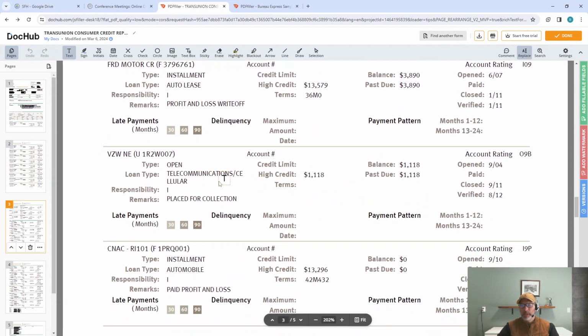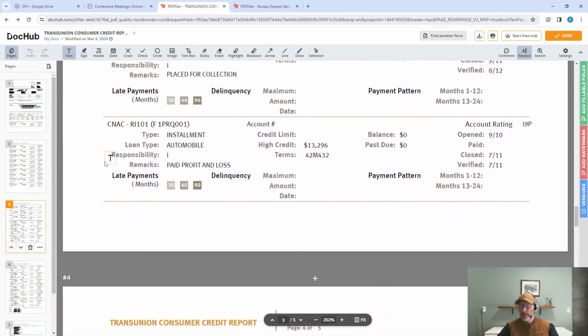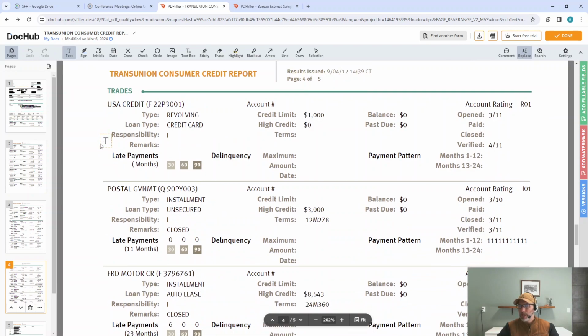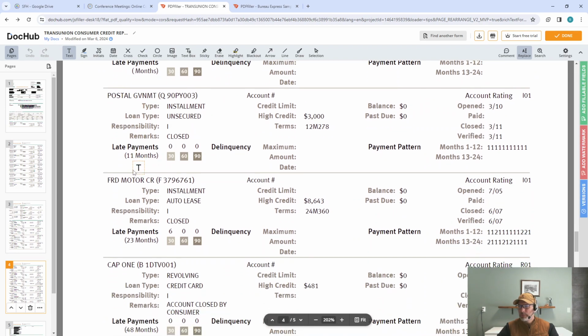Verizon, it looks like, was a telecommunications account, so basically a cell phone. A lot of cell phones do not report on your credit report, but in this case, because it went to a collection status, as you can see here, and the high amount on the collection was $1,118, they did report it on the credit report. It was opened in 2004, closed in 2011, verified in 2012. And then just continuing through, you can see you have a few more types of loans. A lot of these, it looks like, were paid as agreed, at least over time. USA Credit, a rating R1 means it was paid as agreed. Postal Government, this is a loan probably from a credit union.